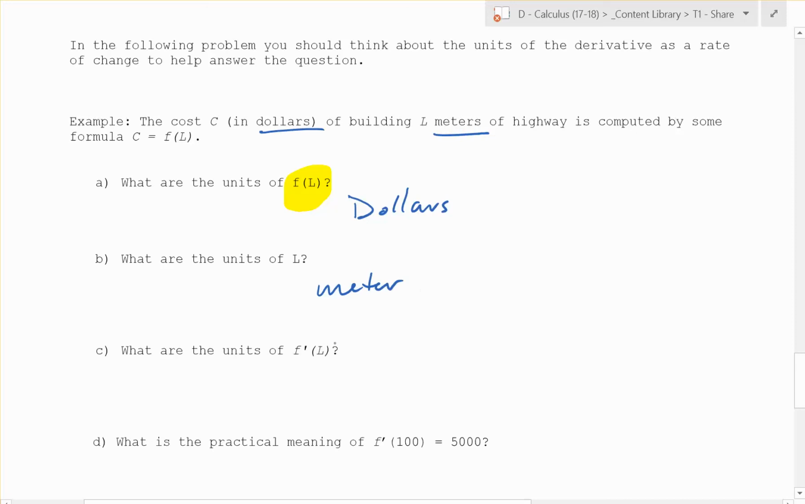So what are the units of f prime of L? The rate of change. Well, it's going to be delta the output over delta the input, which you've generally seen as delta y over delta x. But in this case, our output is dollars and our input is meters. So we're going to have dollars per meter right there.